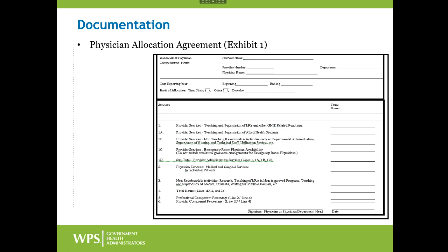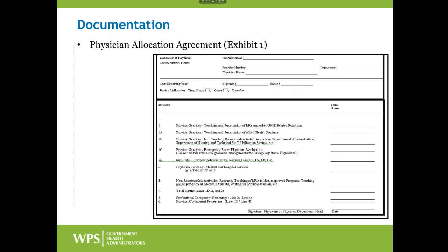Here's an example of the allocation agreement, Exhibit 1. Now, again, some of the basic information, provider name, physician name at that point, and then we get to the actual services. First of all, I guess, before we get to the services, they ask for the basis of allocation. Time study is the first option there, and they also have other. Explain what it is. It might be ER logs or it might be something else.